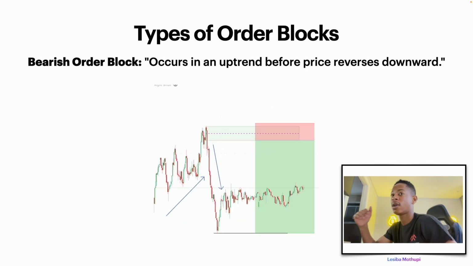So the same thing now, but with the bearish order block. A bearish order block occurs in an uptrend before price reverses downward. You'll see that maybe in the bigger picture it's in a downtrend, but on that correction, price is moving upwards. It's becoming more expensive, so you can sell at a price that's expensive.